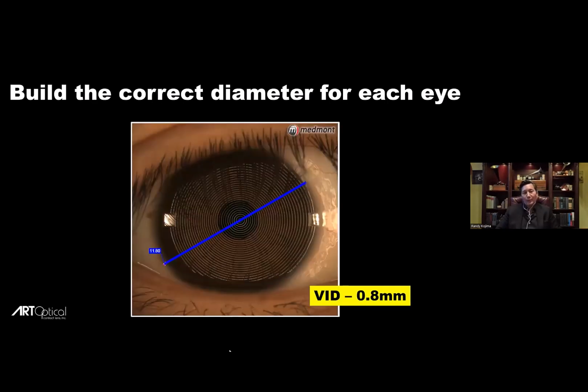The first thing that we want to do in the Moon lens is measure the visible iris diameter. We want to design the appropriate size of lens for the size of eye. We don't want to put a 10.6 lens on a 13 millimeter cornea. We don't want to put an 11 millimeter lens on a 10.8 cornea. So basically it's VID minus 0.8. So if you have a normal 11.8 visible iris diameter, you would start with an 11 millimeter Moon lens. So quite simple and straightforward. The idea being, let's get the right diameter on every patient.